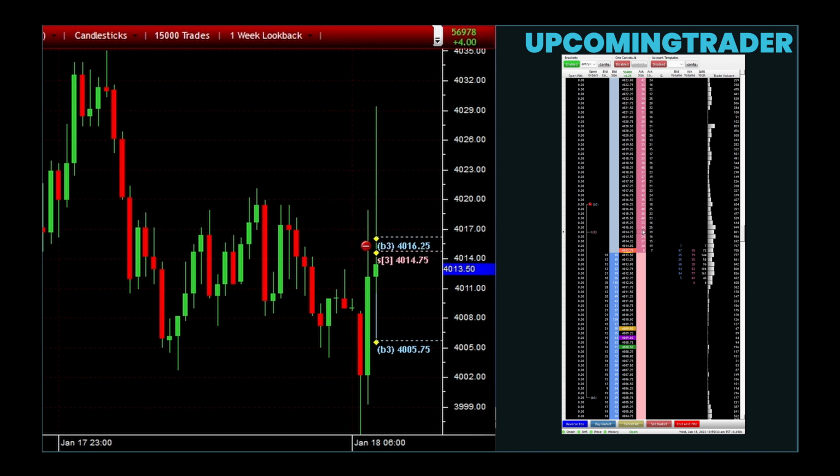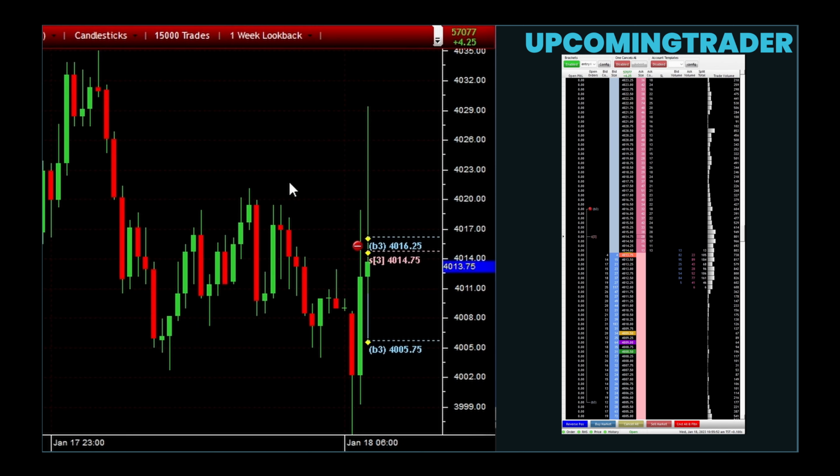A double bottom, meanwhile, forms when the price tests a support level twice, suggesting that the level is holding and a bullish reversal may occur. High volume at these levels strengthens the case for a reversal. Continuation patterns such as flags, pennants, and triangles are also identifiable within the volume profile.